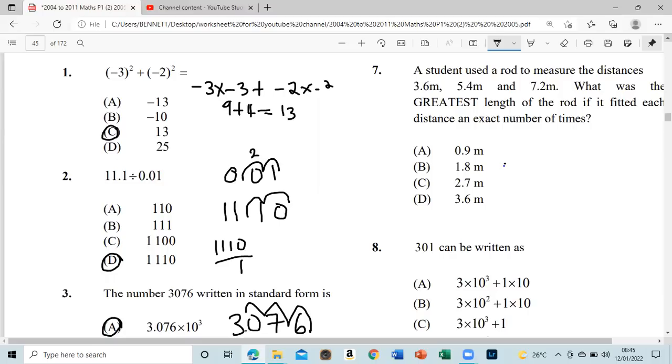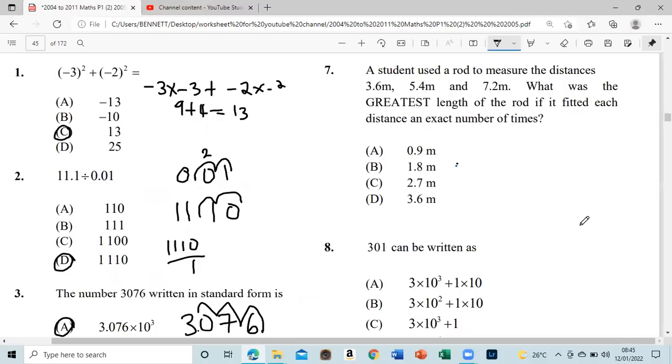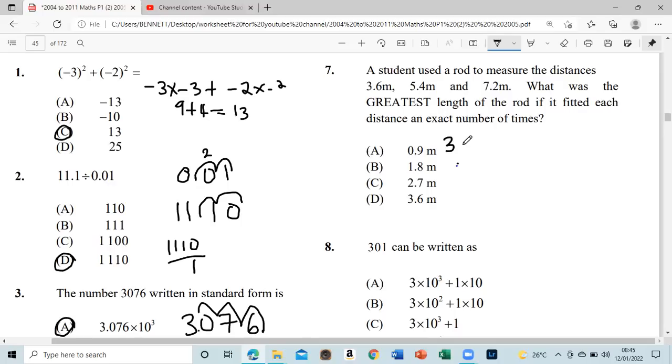A student used a rod to measure the distances 3.6 meters, 5.4, 7.2. What is the greatest length of the rod? Let's just go over the command so you guys can see. A student uses a rod to measure the distances 3.6, 5.4, and 7.2. What was the greatest length of the rod if it fitted each distance an exact number of times? So what they want us to do is to find the highest common factor of 36, 54, and 72. That's what they really want us to do.